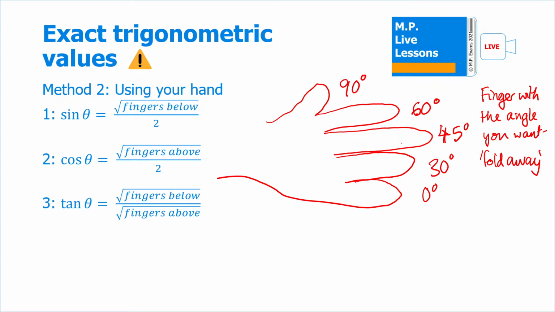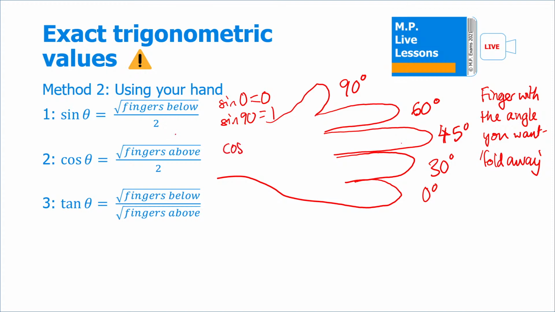So for example, with sine 0, you'll have the square root of the fingers below, which are none, divided by 2. So sine 0 is 0. With sine 90, you take the top finger away. So that'll be the number of fingers below. So there's 4 of them. The square root of that is the square root of 4, so 2. And that's divided by 2, so we get 1.